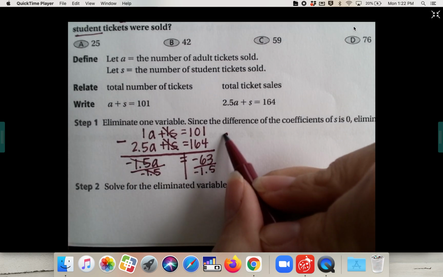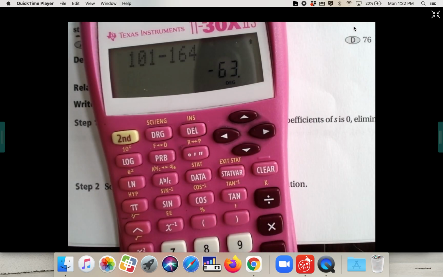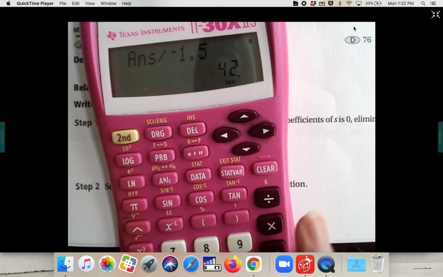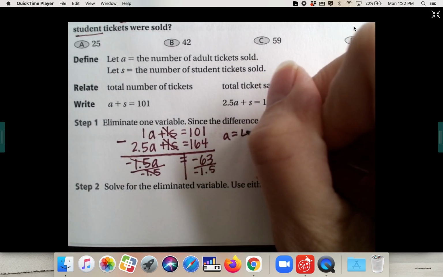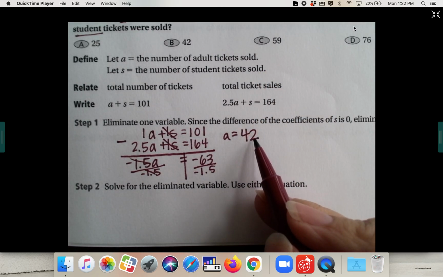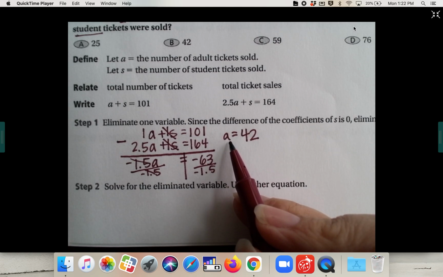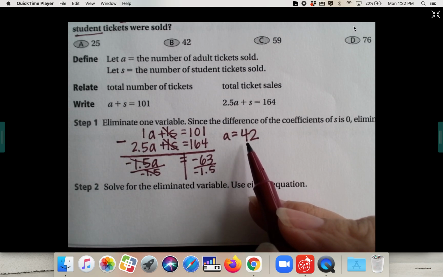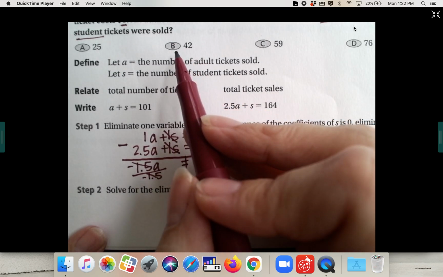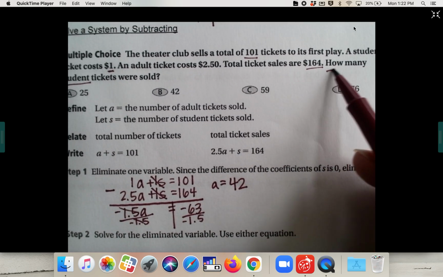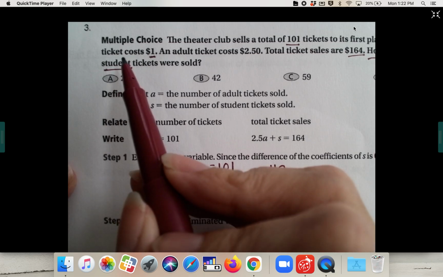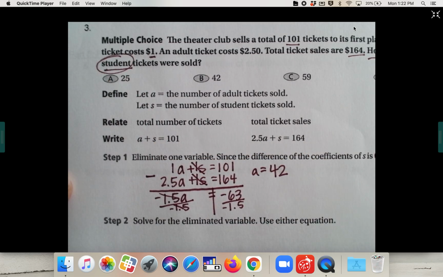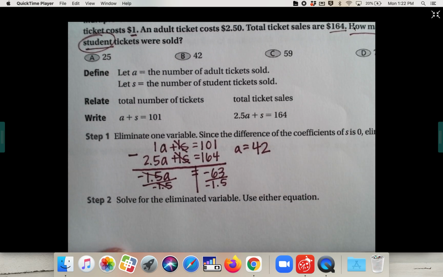I'm going to have to write it over here. A equals whatever negative 63 divided by negative 1.5 is, which is 42. So that means we sold a total of 42 adult tickets, remember A represented our adult tickets. So 42 would be the answer B, if we were asking how many adult tickets, but instead they're asking how many student tickets. So we don't know that one yet.